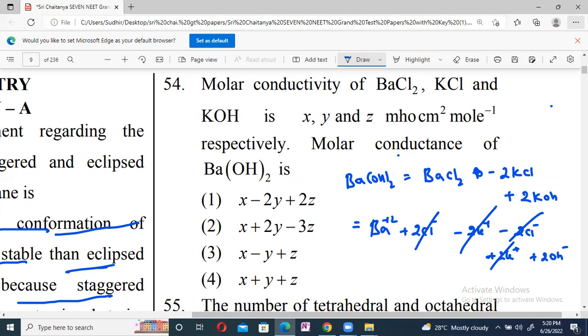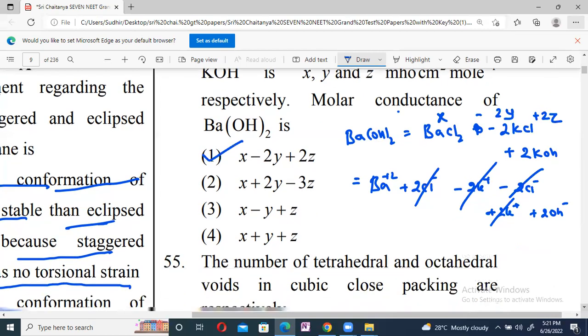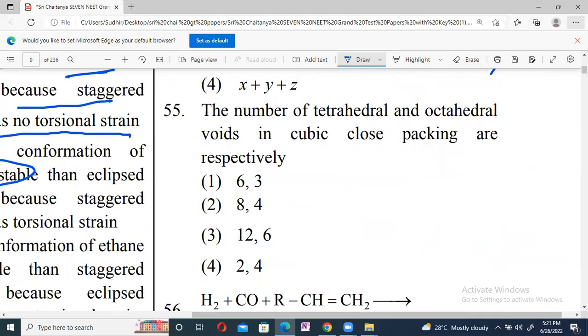So what is the value of BaCl2? It is given here as X, minus KCl, that is Y, 2 times Y, plus KOH, that is Z, plus 2 times Z. See the option where we are getting X minus 2Y plus 2Z. The first option is the correct answer. Then 55. This question is coming from solid state.